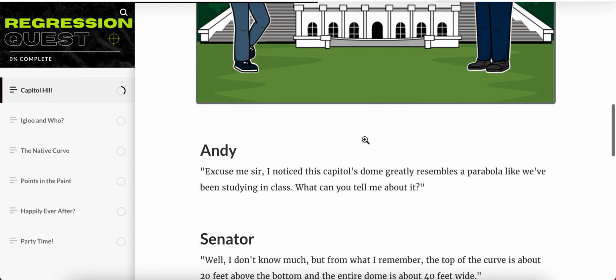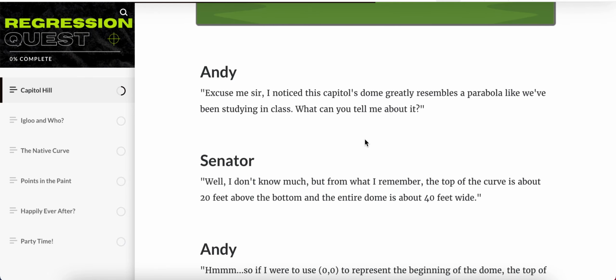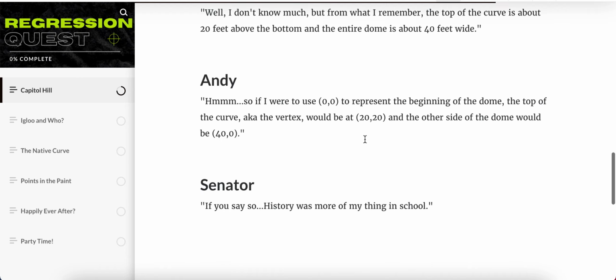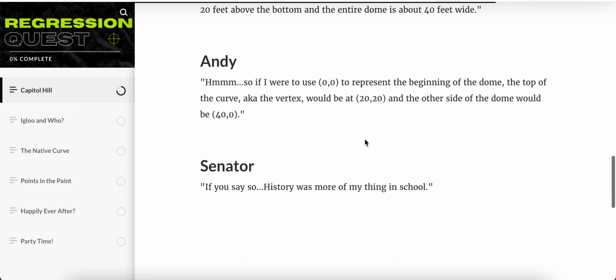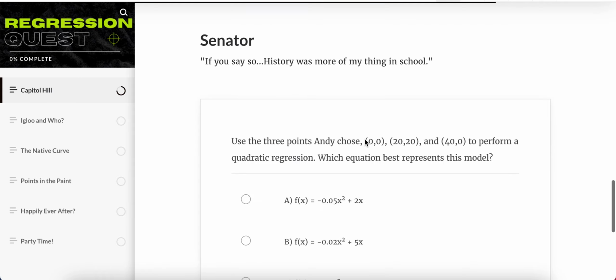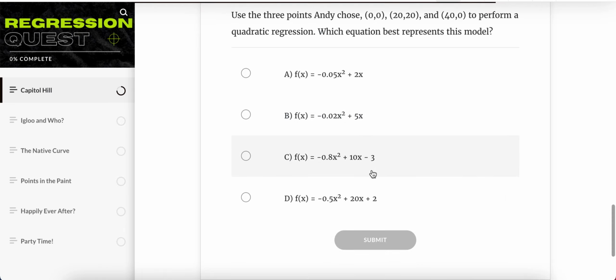And so Andy and the senator exchange conversation, and the senator tells Andy some key pieces of information, such as the top of the curve is 20 feet above the bottom, and the entire dome is about 40 feet wide. Using that information, Andy calculates 3 points that could potentially represent that parabola on an XY coordinate system: (0, 0), (20, 20), and (40, 0). At which point, you, the student, would take this information and perform a quadratic regression either by hand or using technology. The question pops up: which quadratic function would model this situation, A, B, C, or D?